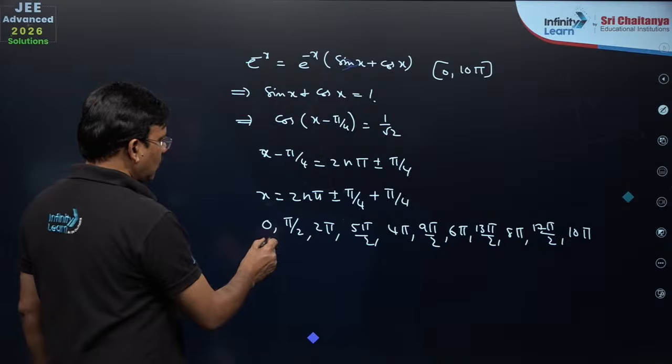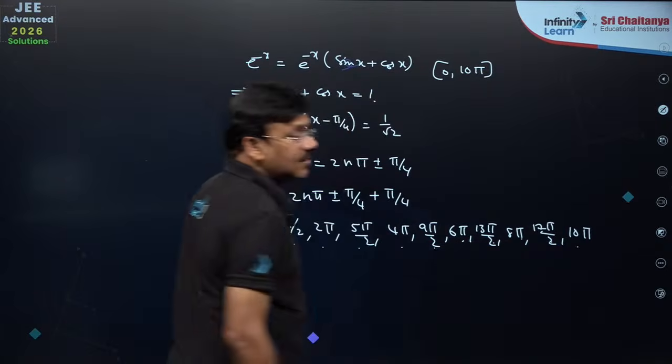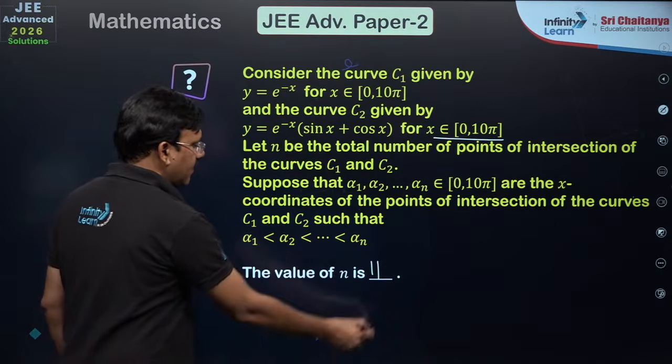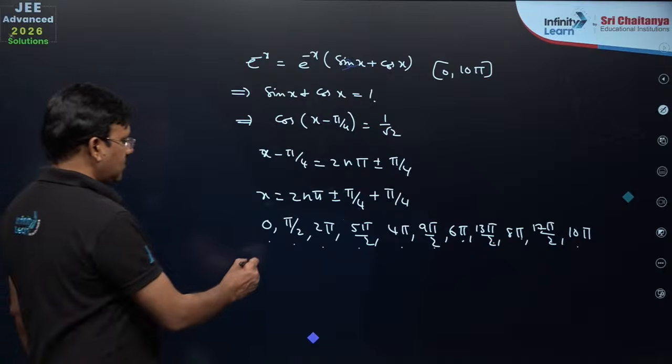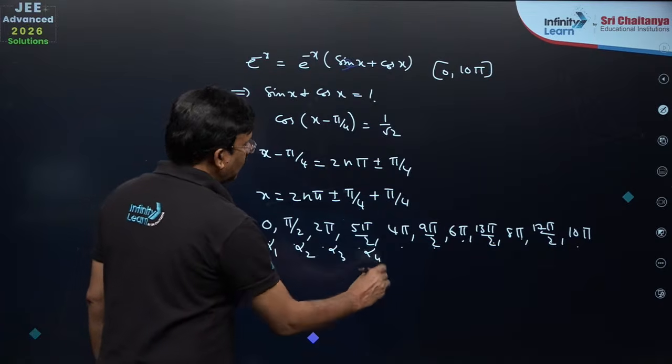You just count here: 1, 2, 3, 4, 5, 6, 7, 8, 9, 10, 11. There are 11 solutions, my dear friends. The value of n is 11. The smallest is alpha 1. You see, this is alpha 1, this is alpha 2, alpha 3, alpha 4, like this.